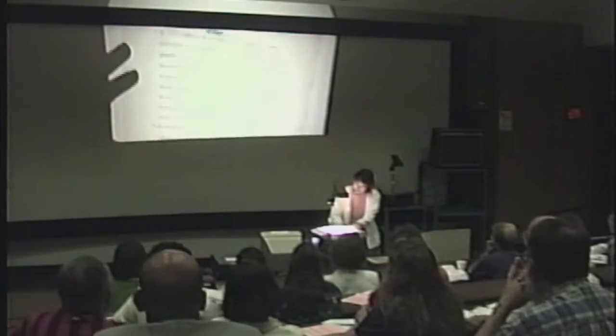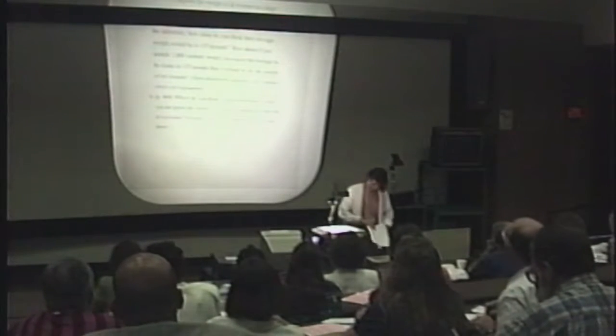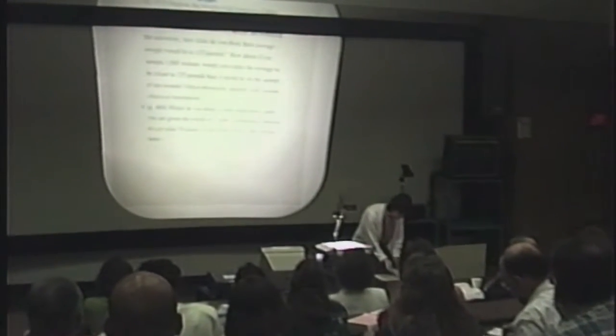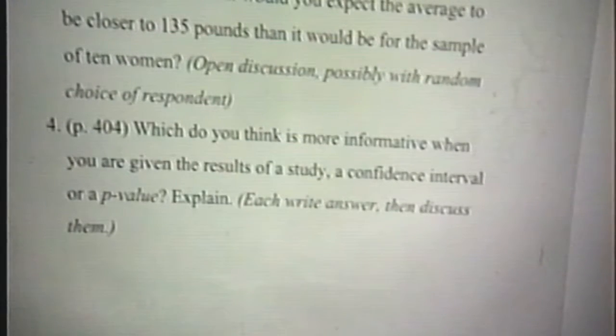Okay, this fourth one, I don't want you to write your answer, then discuss them. Now we're going to go back to the method that I switched on you, and this is to discuss it with a partner, and then we'll have a class discussion. So here's the question. Which do you think is more informative when you're given the results of a study? Confidence interval or a p-value? So I want you to discuss that with your partner or your group of 3 again, and I'll give you about 2 or 3 minutes to do it, and then we'll open it up to class discussion.